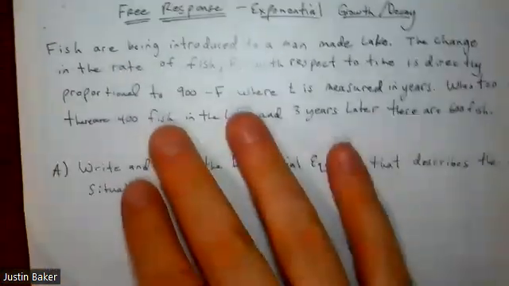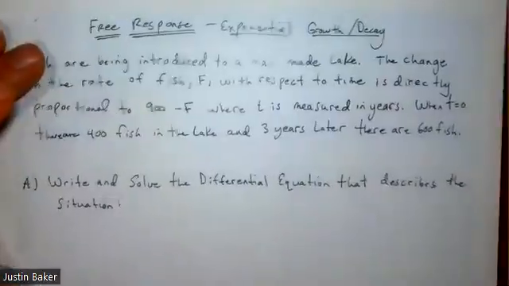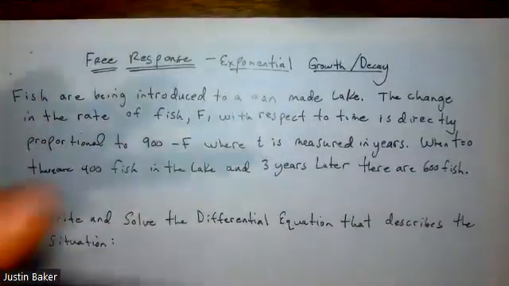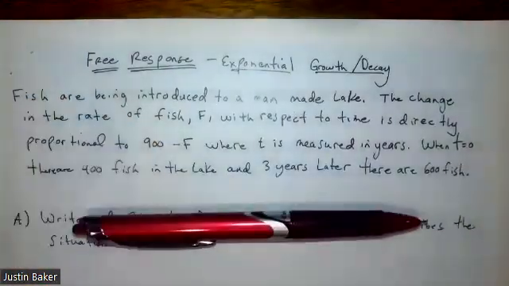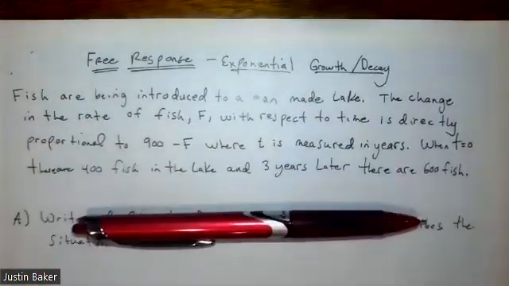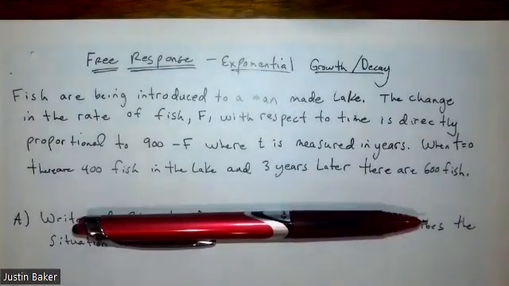All right, then we're going to tackle some free response here. So I will give you a second. If you want to copy that into your notes, feel free. So take a second and just go ahead and copy this down. Fish are being introduced into a man-made lake. The rate of change of fish with respect to time is directly proportional to 900 minus f, where t is measured in years. When t equals 0, there are 400 fish in the lake, and 3 years later, there are 600 fish.